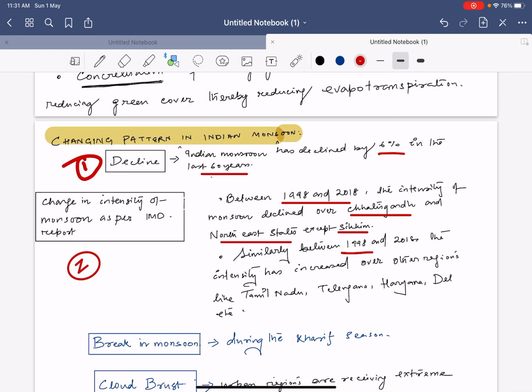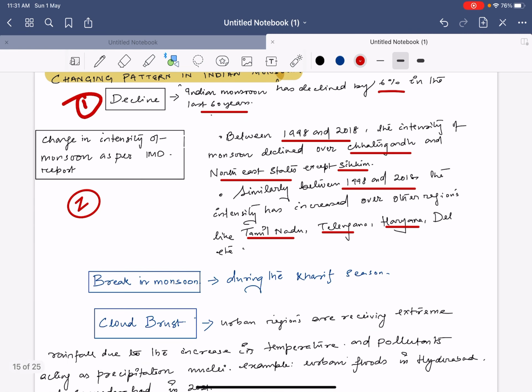Similarly, between 1998 and 2018, the intensity of rainfall has increased over other regions. Look at this. It's Tamil Nadu, Telangana, Haryana, etc. Now, what actually is the problem? This changing intensity has resulted in the break in monsoon. Break in monsoon means that during the Kharif season, the monsoon all of a sudden stops.